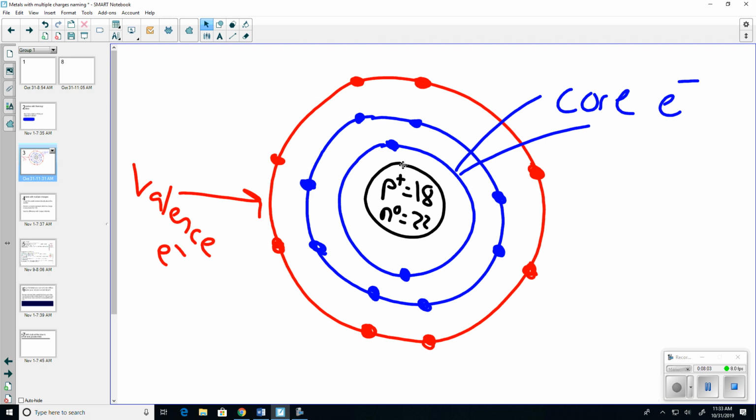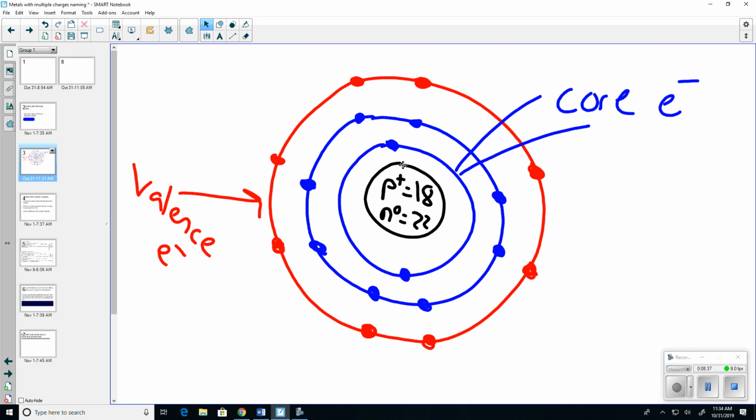Think about it. If you only had 1 core shell, there'd be less blocking. If there was 5 core shells, there'd be more blocking or more shielding. The size of the atom is based upon 2 things: how many protons are in your nucleus, the nuclear charge to attract and pull things in, and how many shells of electrons you have. Because the more shells you have, the less the attraction the nucleus has for the outermost shell. It makes it hard to pull it in.